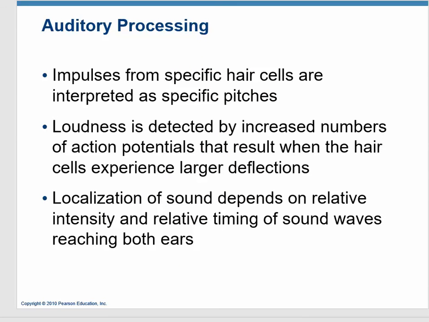So each specific hair cell is a different pitch. Which hair cells are stimulated depends on the frequency and the wavelength of the sound waves, or by that point the mechanical waves in the perilymph and the endolymph. Loudness is increased frequency of action potentials, because the hair cells get larger deflections, so therefore they will reach action potential more often. Comparing what your left ear hears to what your right ear hears in timing is how we determine location.